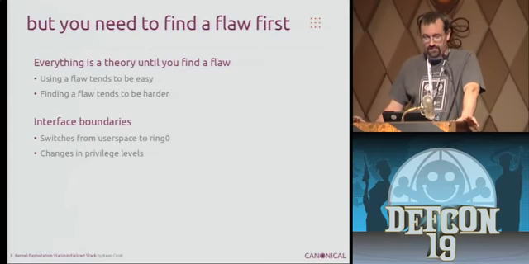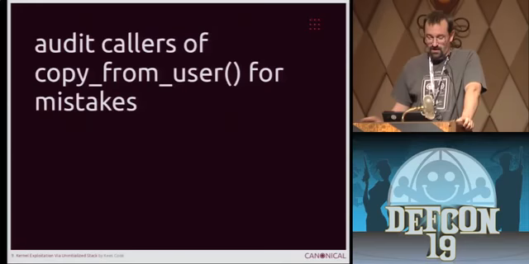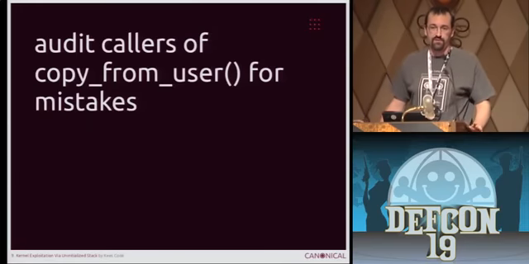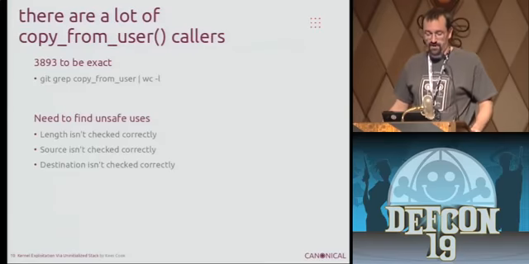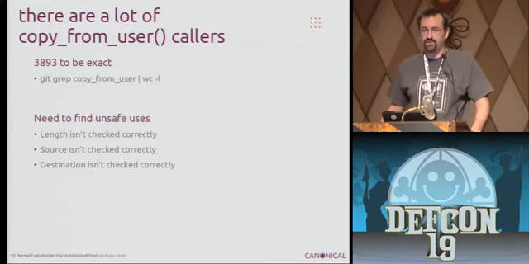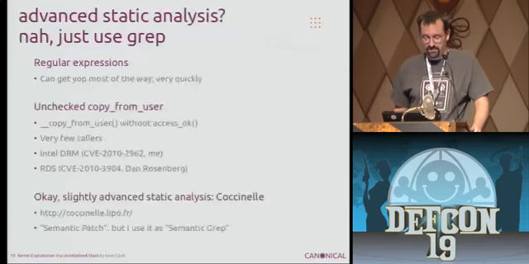So I started looking at interface boundaries, where things make transitions, and I was especially interested in copy_from_user, because that's where you're pulling information from user space and putting it somewhere in the kernel. So anything that goes wrong in that is going to be a nice thing. So there are a lot of callers, about 4,000. So it was a bit daunting to just start with that. But I'm looking for things where length isn't checked, source isn't checked, destination isn't checked, all that.